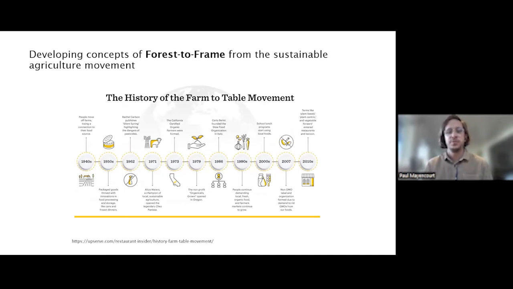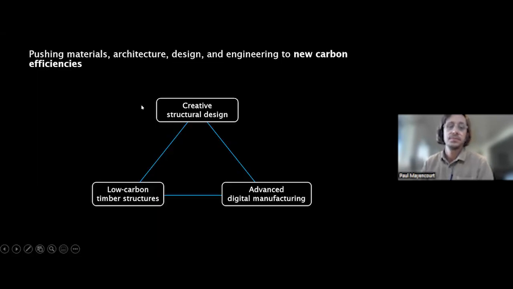So the agriculture movement has been really successful at connecting farmers to the final table where food is eaten. And here you can see a timeline of all the steps that have to be taken in order to connect the final consumers to the source of the product. And I think we still have a lot of work to do in construction to make a more direct connection between how we use our materials and how they were produced, and who's producing them too.